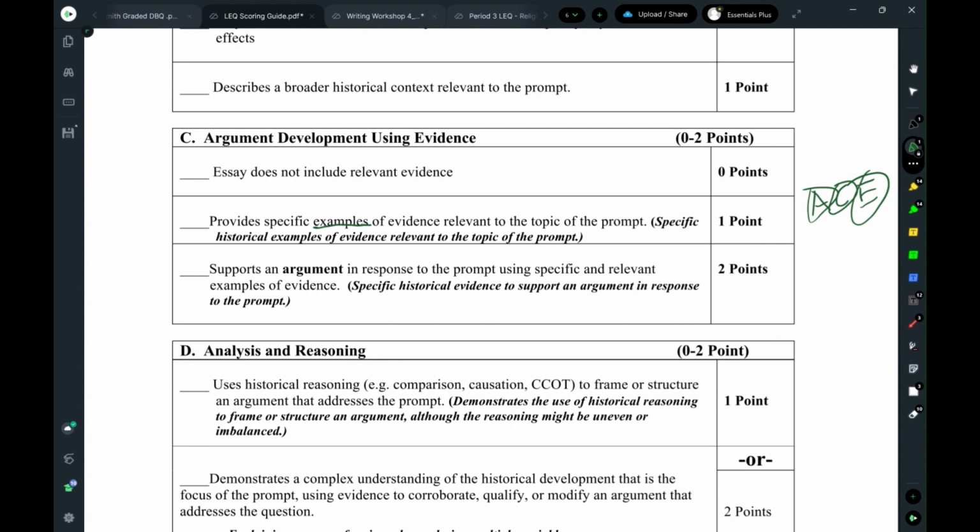Also, specific, right? If you said the Titanic is a ship, that doesn't work. That's not specific evidence. If you said it was sailing in the ocean, that's true, that's a fact, but it's not specific. It needs to be the Atlantic Ocean. If you said it's sailing to Europe, not really specific. If you said it's sailing to Great Britain, that's specific. I try to tell students to use things that are proper nouns, things you would have to capitalize. That means it's probably specific.